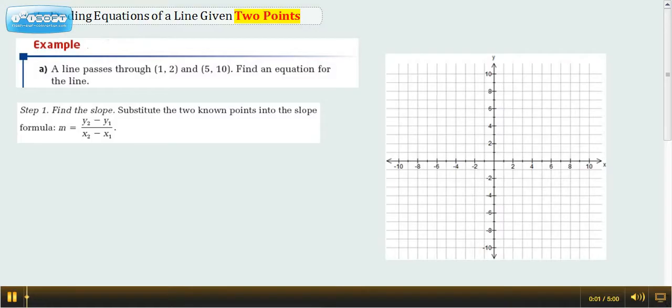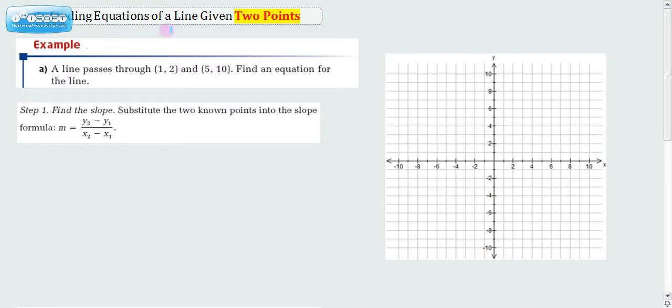Hello class, today we're going to continue to explore different ways of finding the equation of a line. Today we're going to try to come up with this equation when we are given 2 points. So let's use an example. Here's a question that asks us to find the equation of a line that passes through the points (1, 2) and (5, 10). So let's try to draw this first.